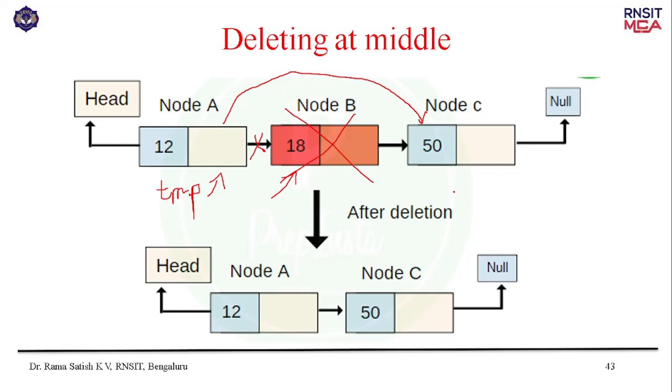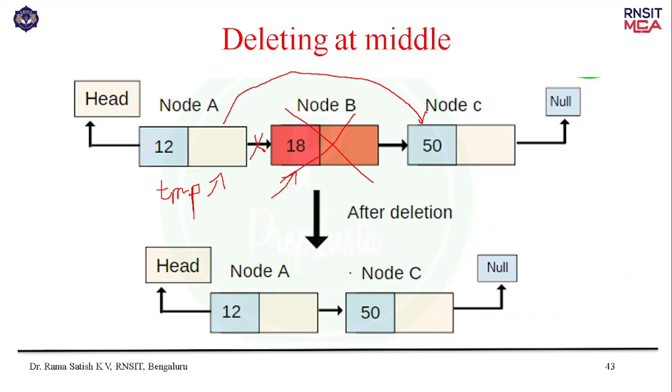Before deleting the node, what you have to do is connect the previous node's next link to the next node of the temp, that is the current node. So by doing so, what happens? The link is established, and finally you can delete this node. So node B, you can delete it. So that is how you can understand how to delete it.